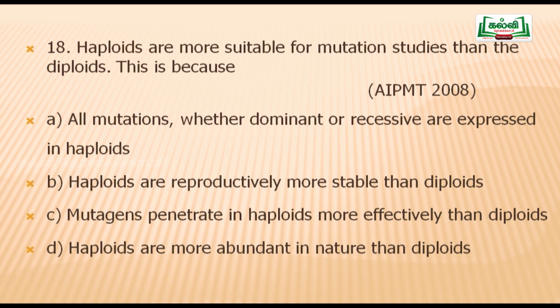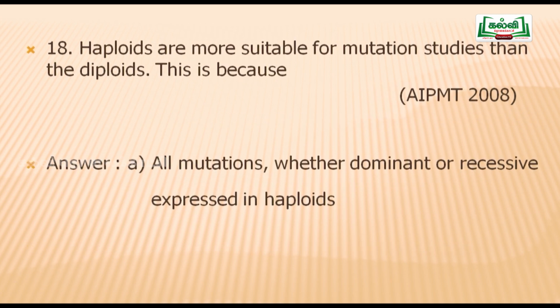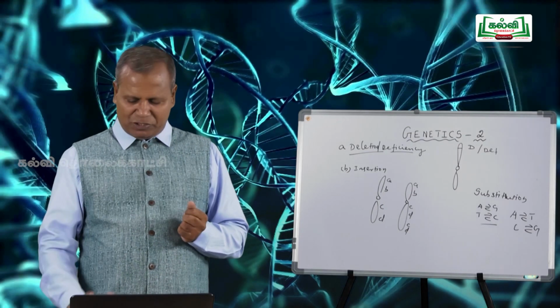The correct answer for question number 18 is option A, all mutations whether dominant or recessive are expressed in haploids. See the question, haploids are more suitable for mutation studies than diploids. This is because all mutations, whether dominant or recessive, are very easily expressed in haploids. It also represents the gametes.